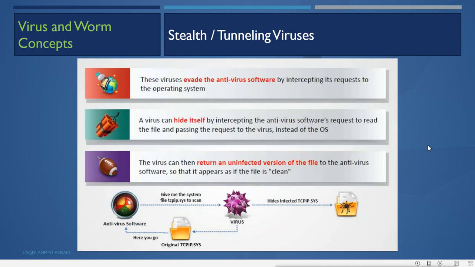Then we have stealth, or we can say tunneling viruses. These viruses evade antivirus software by intercepting its requests to the operating system. A virus can hide itself by intercepting the antivirus software's request to read the file and passing the request to the virus instead of the OS. So the virus can then return an uninfected version of the file to the antivirus software so that it appears as if the file is clean.